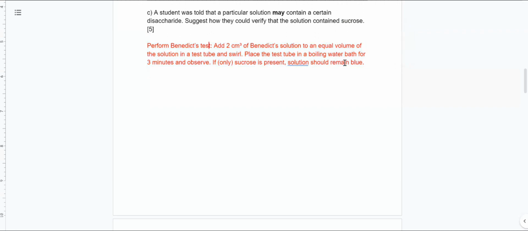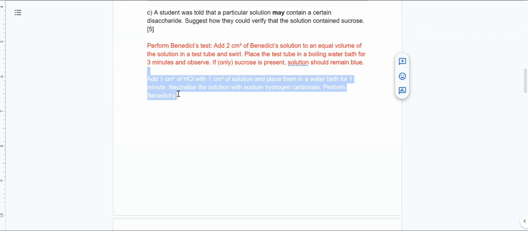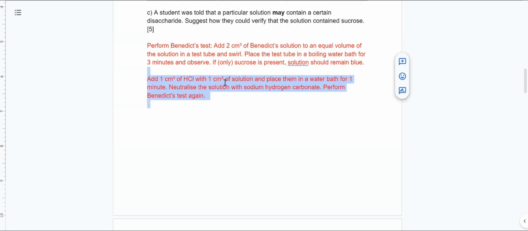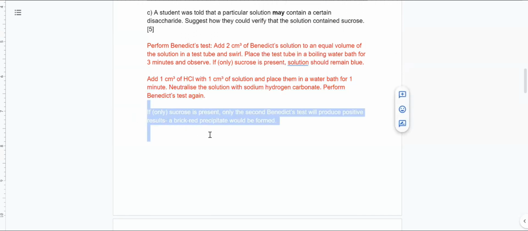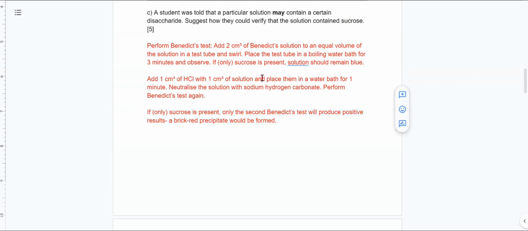But if the solution remains blue, then that means that either sucrose is present or there is no disaccharide present at all. So once you perform the first Benedict's test and you have made sure that the solution remains blue, you then can go on to perform the acid hydrolysis step, followed by the second round of Benedict's test to see whether a positive result is obtained this time. So if only sucrose is present, then only the second Benedict's test will produce positive results. And the positive result in this case would be the formation of a brick red precipitate in the solution.